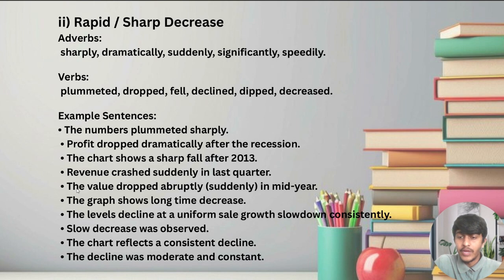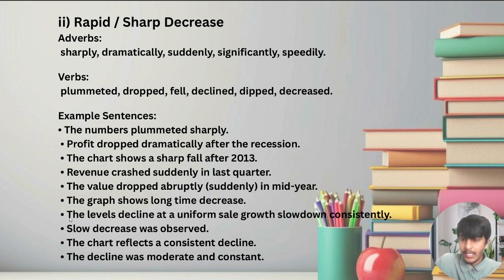Number 5: the value dropped suddenly in the middle, abruptly, which means suddenly. This sentence explains a quick fall occurring in the middle of a period. And now number 6: the graph shows a long-term decrease. This sentence describes an extended downward trend rather than a short fall.